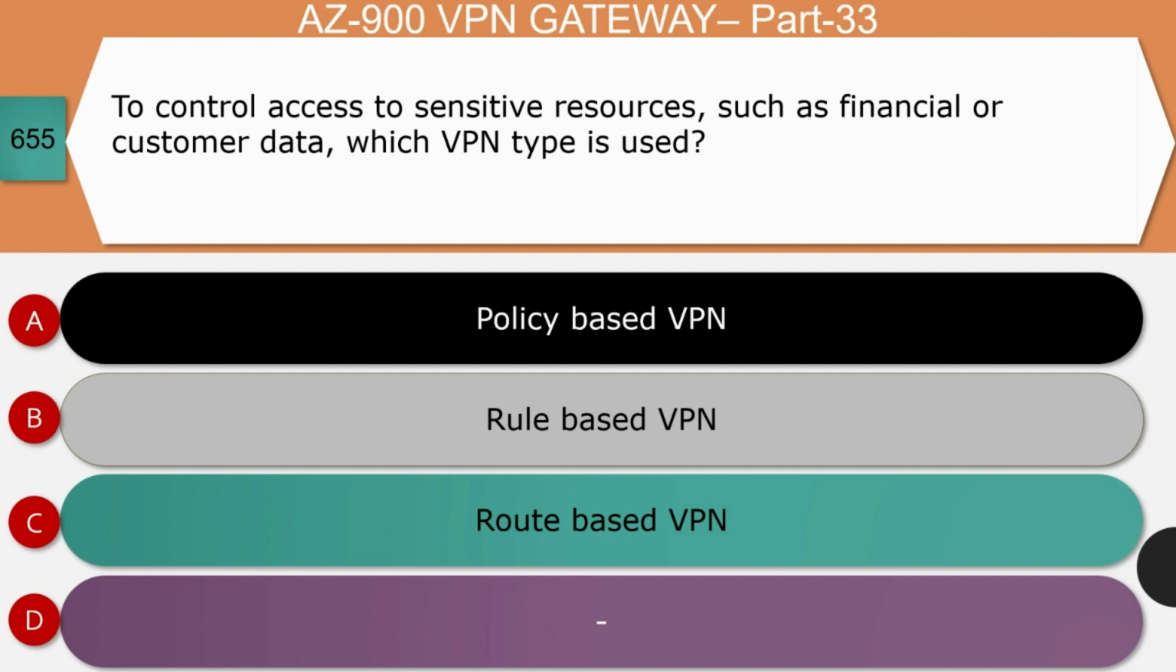Next, to control access to sensitive resources such as financial or customer data, which VPN type is used? Is it policy based VPN or rule based VPN or route based VPN? The right answer for this question is policy based VPN. You can set policies in such a way that only specified access requests emerging from certain IP addresses or particular sources will be allowed to access the customer data or financial data which is made available in a file server, or database server, or in any application. And so the right answer for this question is option A.